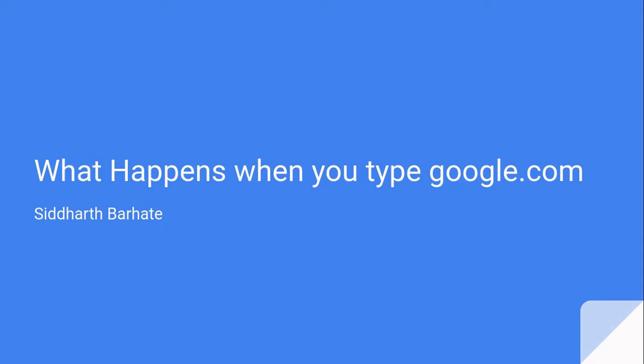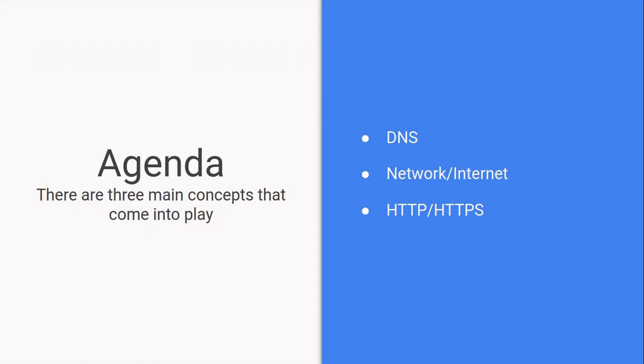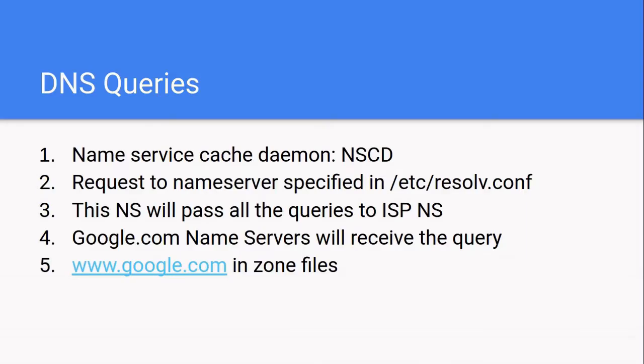Today we are going to attempt to answer a question: what happens when you type google.com in your browser? So we will be covering three topics. First one is DNS, second one we will go through network or internet, and the third one is the application layer protocols HTTP and HTTPS.